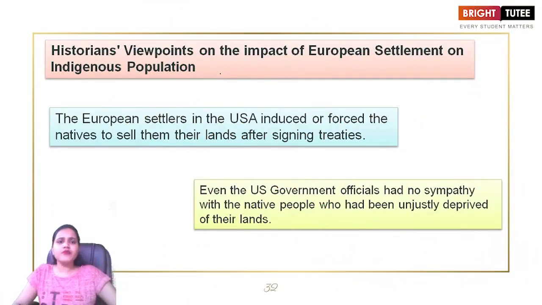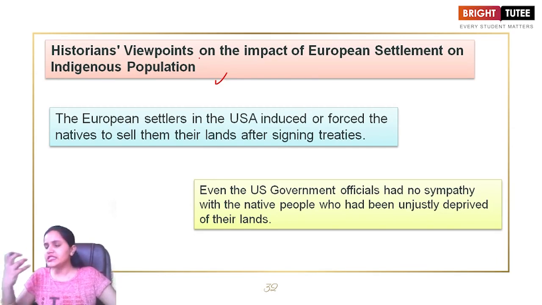Now, the next point that we need to focus on is the historian's viewpoint on the impact of European settlement on the indigenous population. This is again another important point that you need to focus on. When we are talking about historians, students, you know that whenever you're a student of history, when we are talking about historical terms or historical perspectives, it always stays in the gray part. There is nothing called white or black.